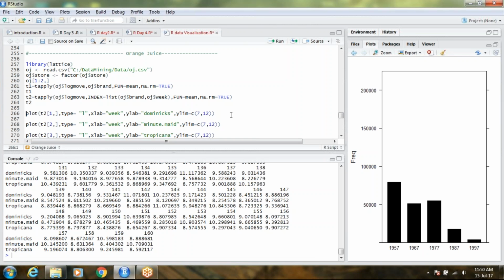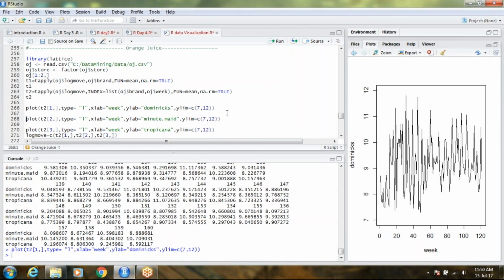Now, this is a simple plot of the tapply output that we have got. It will be plotted weekly. Here I've set type equal to l, which means a line graph will be plotted. I will be plotting with weeks, and this brand only, Dominick's brand only, will be there. With each and every level I will be considering my other brands as well. So let us do this by brand.